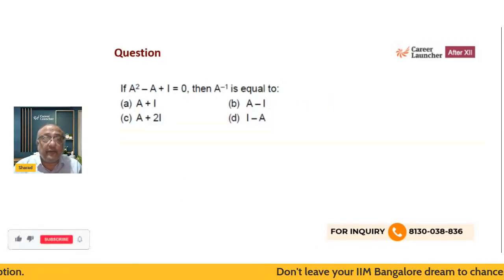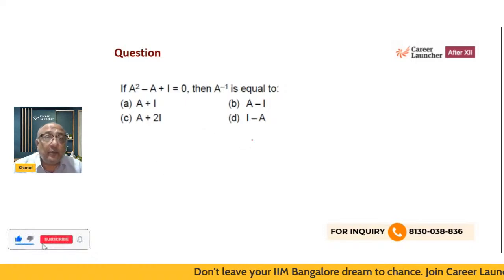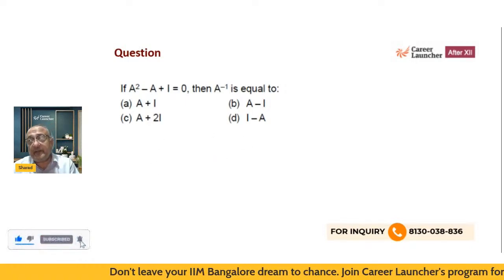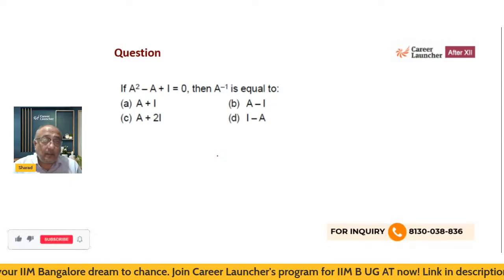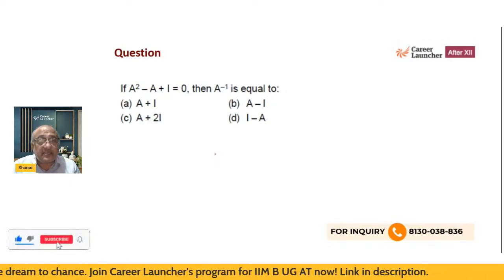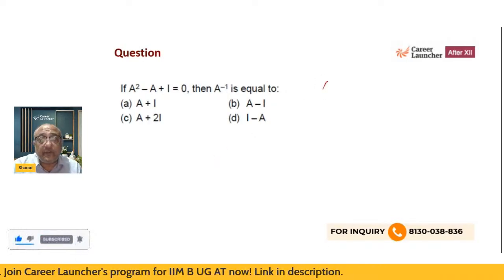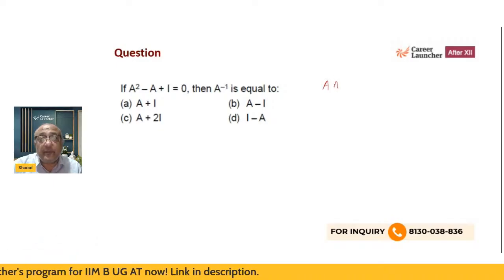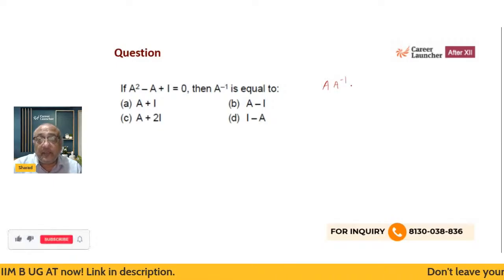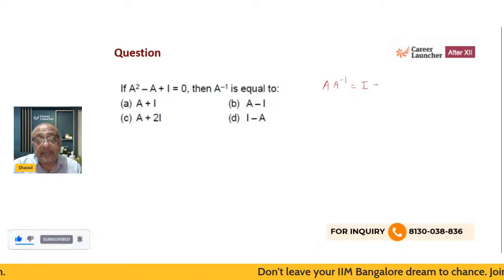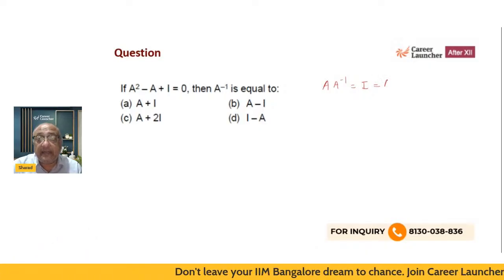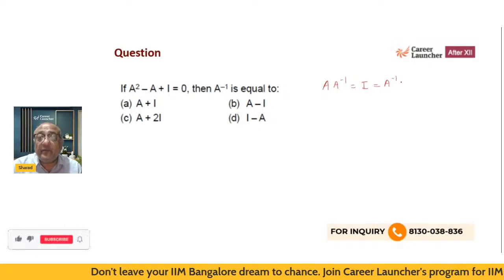What do we have over here? Now we are talking about inverse. So we are now shifting the concept from transpose to inverse. What is an inverse? This I have to remember. A into A inverse is equal to the identity matrix of the same order as A, and this is equal to A inverse A.